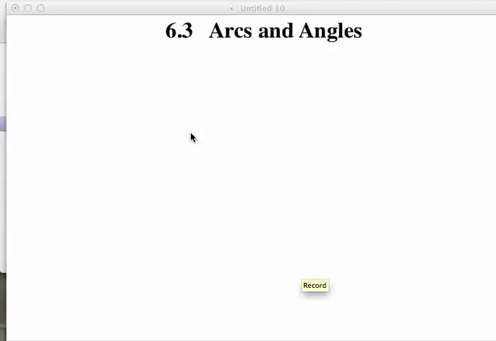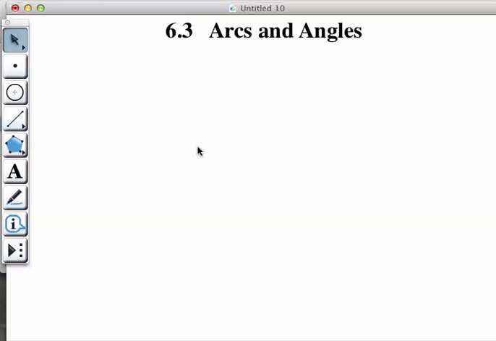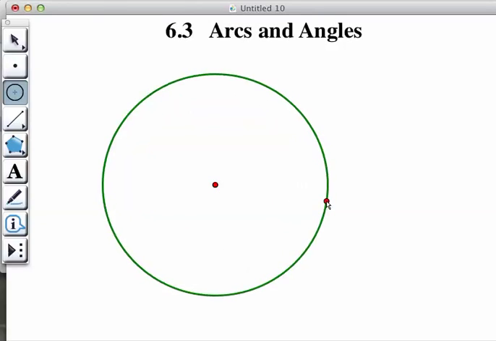Alright, so in the last section we learned about some chord properties. We learned about some tangent properties in 6.1, and this is all building on our entire section on circles. So today let's talk a little bit about some arcs and some angles. To start us off, let's review.